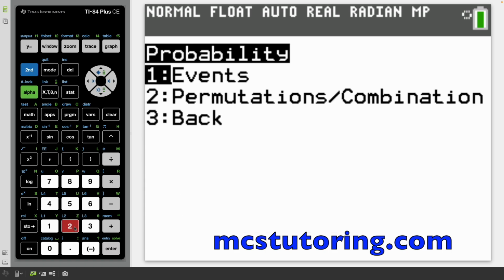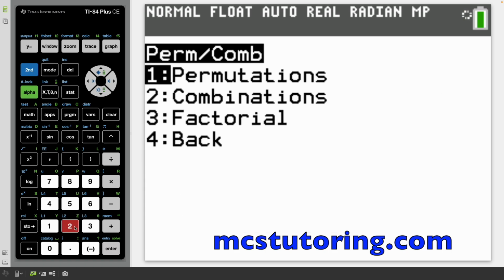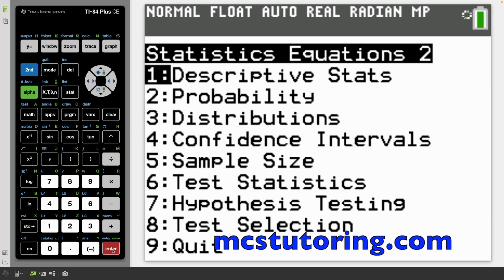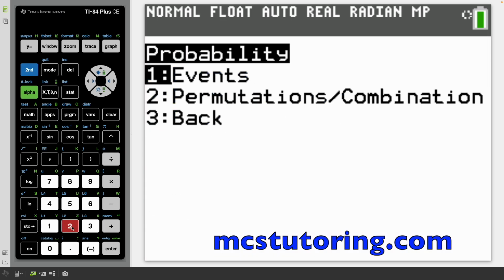Let's see, probability. Let's do permutations and combinations. Let's talk about permutations. So it's permutation of n comma k is n factorial divided by the quantity n minus k factorial. So it gives you great examples to walk through to get you used to this stuff.